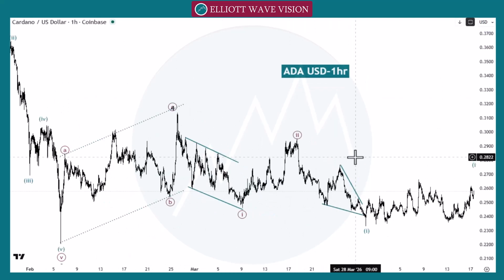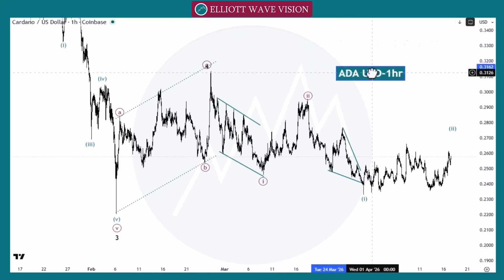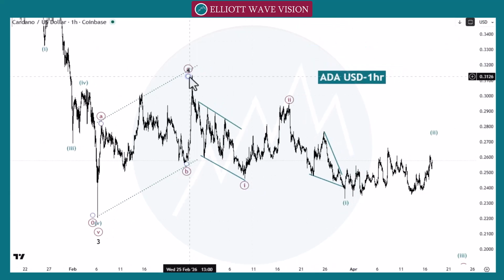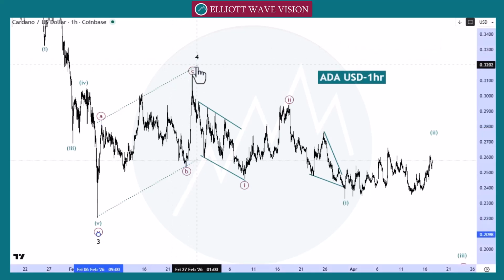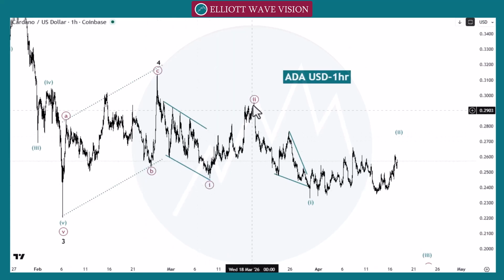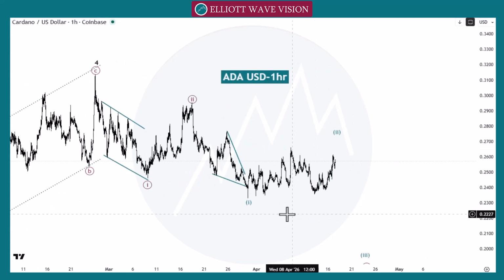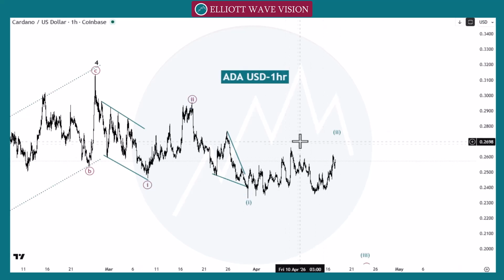So in ADA USD Cardano in 1 hour time frame, after this black wave 3, we count this move as a black 4 at this point. Then market gives us this move after this black wave 4 as a leading diagonal, wave 1, wave 2. Again market gives us this move as a leading diagonal. Now this correction still is in play as a B and C or WXY. We can count this move as a 1, 2, 3, 4, 5 leading diagonal, wave A, wave B and wave C.